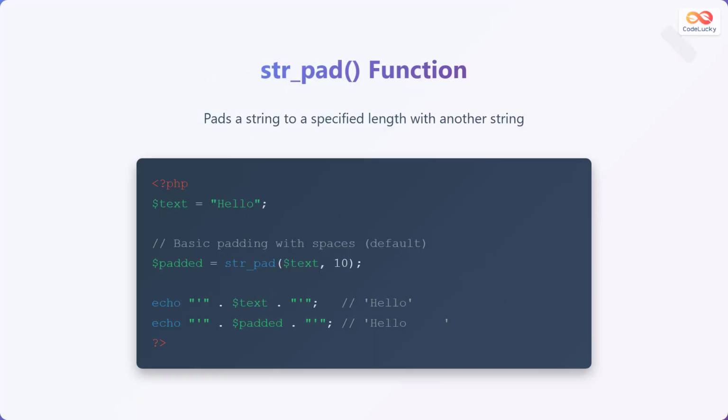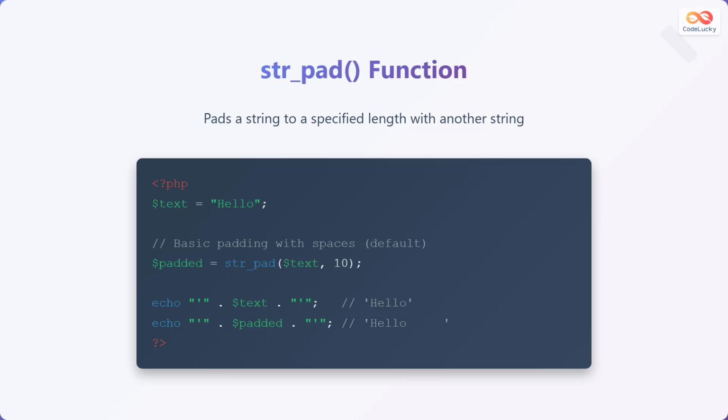The *_pad function allows you to pad a string to a certain length by adding another string to either the left, right, or both sides. Let's examine the following code. We start with a string hello assigned to the text variable. We then use *_pad to increase the length of the string to 10 characters. Since no padding character is specified, it defaults to spaces, and the padding is added to the right side.